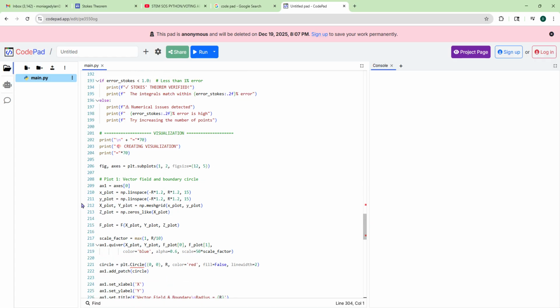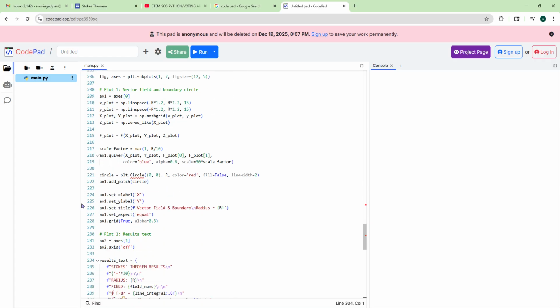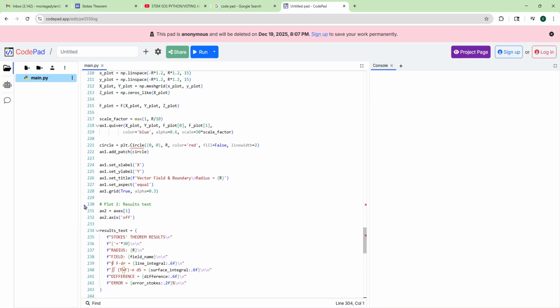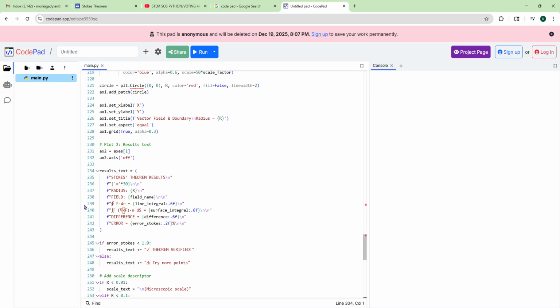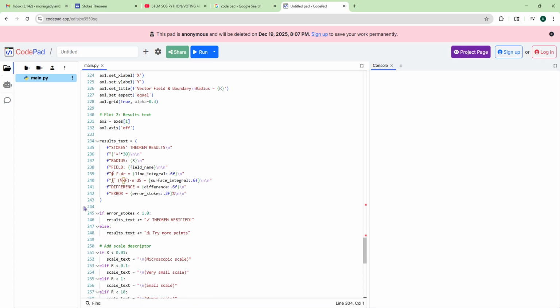For lines 214 to 238, we are printing out the line integral, the surface integral, and the theoretical value. This helps us compare all three of the numbers in one place. And for lines 241 to 264, we are checking for error. If the difference between the two integrals is small, the program confirms that the Stokes theorem is verified. If it's not, it suggests increasing the number of points.